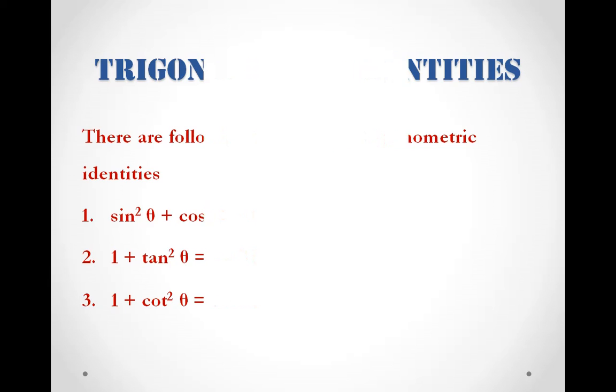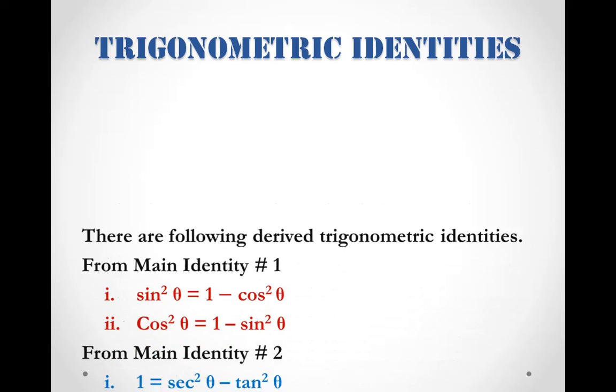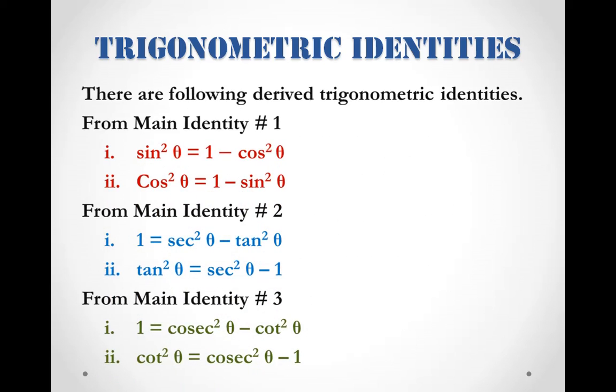Viewers, there are some more derived identities that we are going to discuss now. From main identity number 1, we can have the first option, sine square theta is equal to 1 minus cos square theta, whereas the second option we have cos square theta is equal to 1 minus sine square theta.